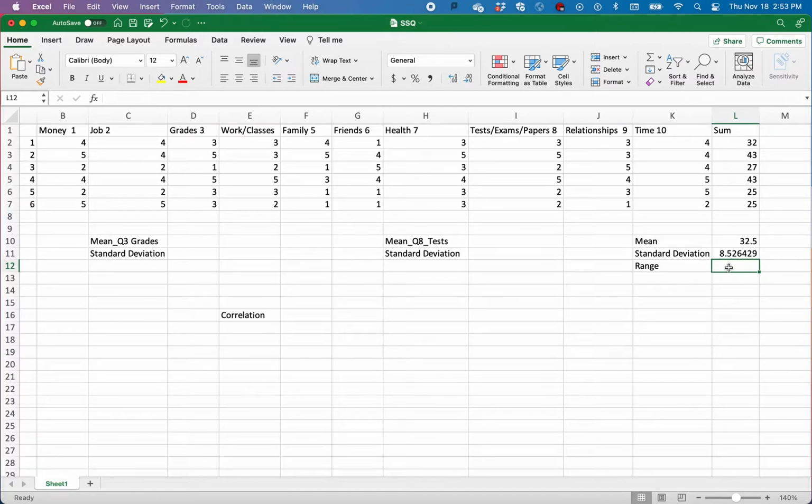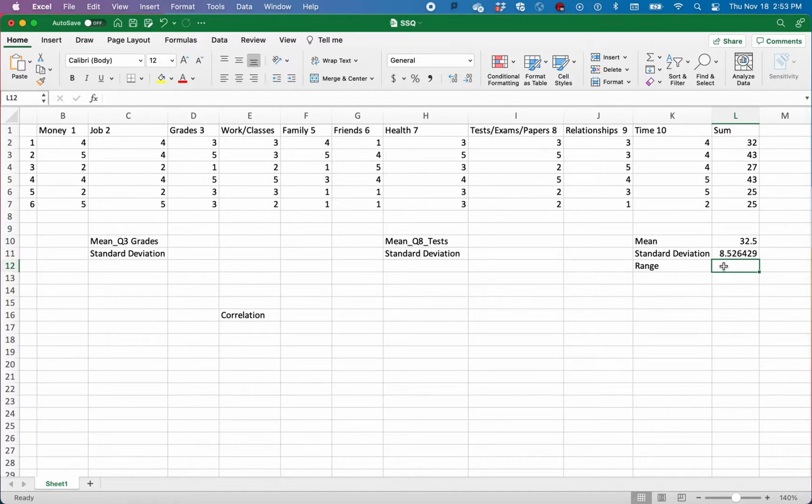And so scores vary around the mean by about 8 points. Some people score higher than 32, and some individuals in the survey score lower. And the average variability around that mean is about 8.5.